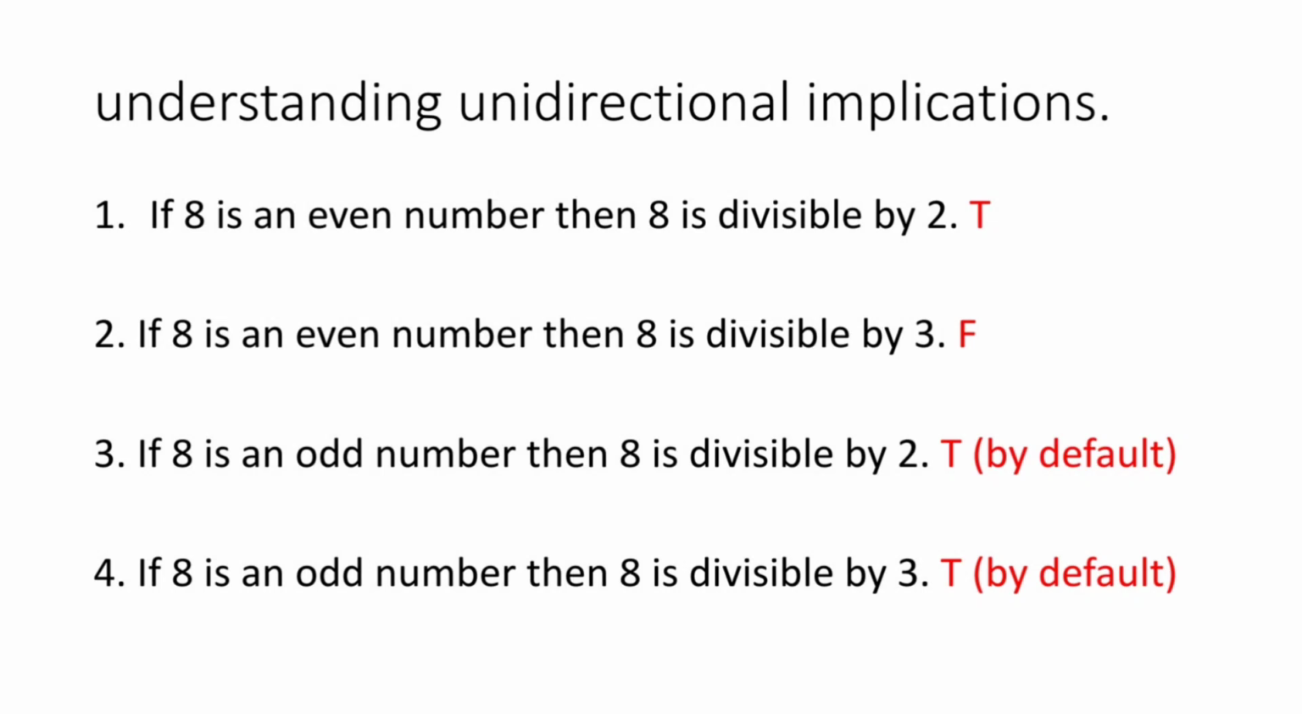The fourth example is, if 8 is an odd number, then 8 is divisible by 3. Here the antecedent is false and so is the consequent. This makes the unidirectional implication true by default.